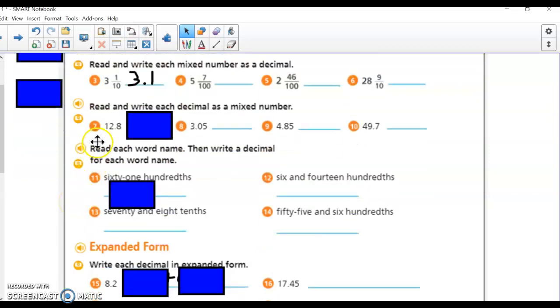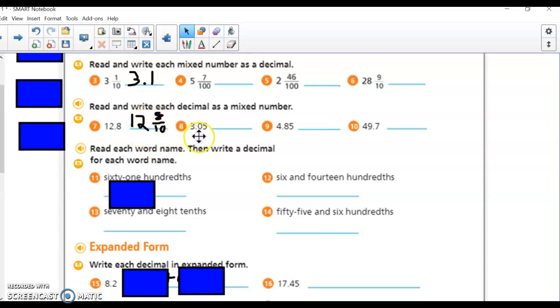Try not to do that. All right, 12 and 8 tenths. So that 12 tells me I need a 1 in the tens and a 2 in the ones. So 12, like I always write 12, decimal point. It says and, so I have 8, and it's in the tenths place. So 12 and my fraction is 8 tenths.